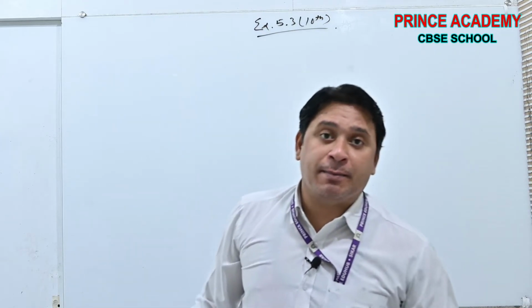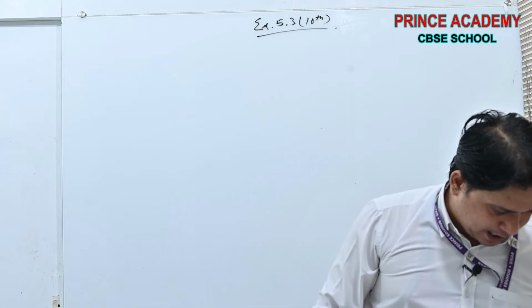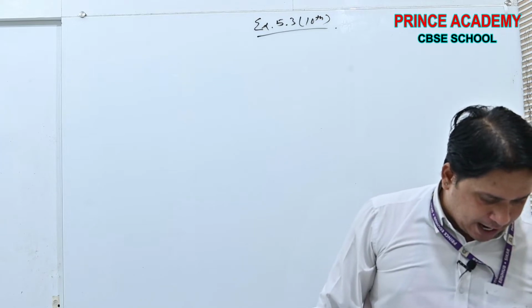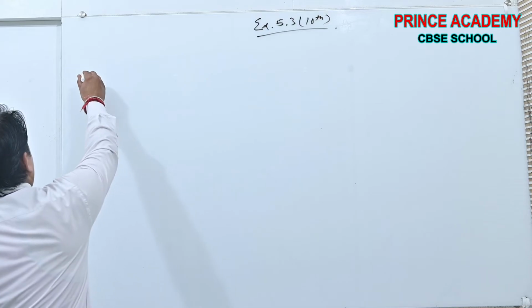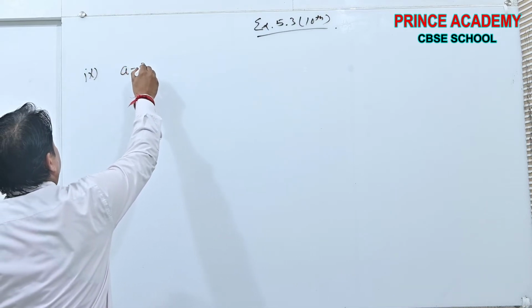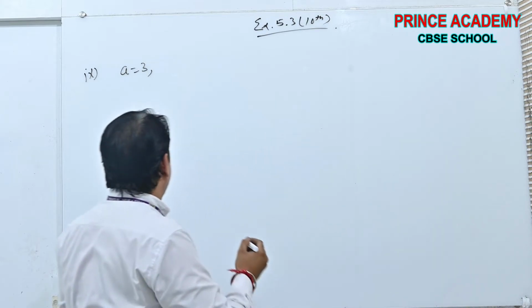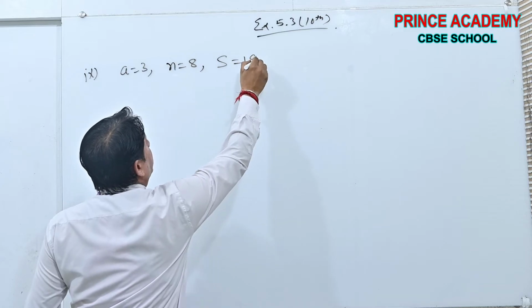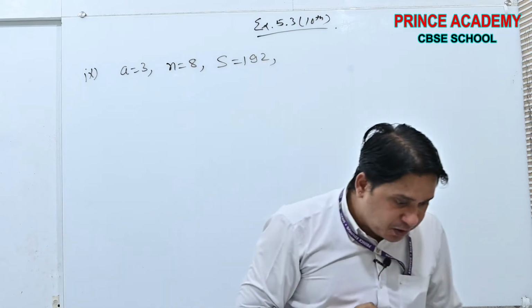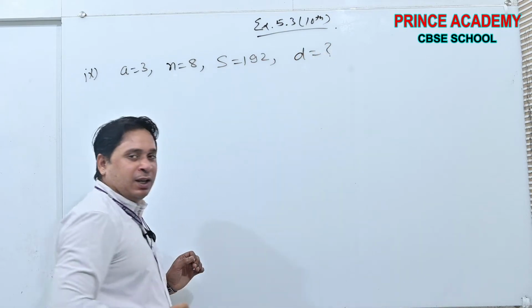Next question, question 1 part 9. A3, N8, S192. Here A3, N8, and the sum is 192. And what is asked? D. So it's a simple question, beta. It's going to be fun.